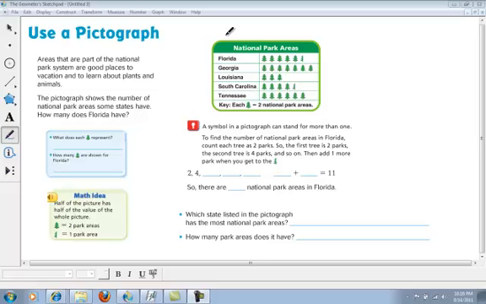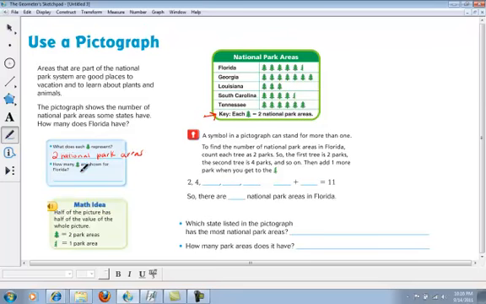Well, in order to figure this out, we need to know what each tree represents. Can you see that in our key? We can see our key right here and see that each tree represents 2 national park areas. So let's write that here, 2 national park areas.